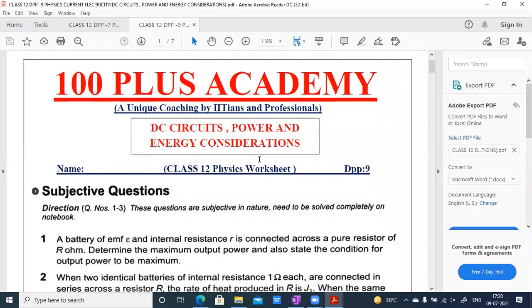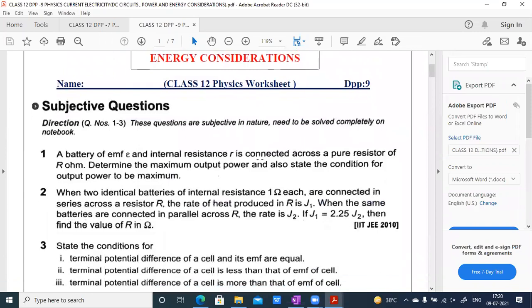DC circuit, power and energy consideration. So first question we have done: a battery of EMF E, internal resistance r is connected to a pure resistance. Determine the maximum power output, the condition for the power. This is the power transfer theorem. Question number second, शायद हमने किया है last class.